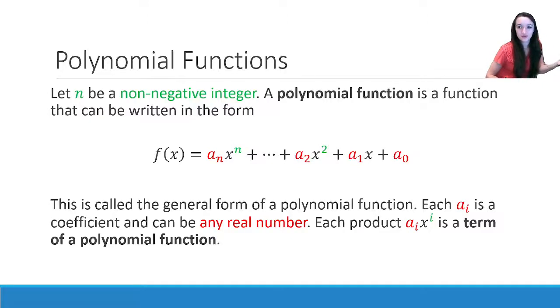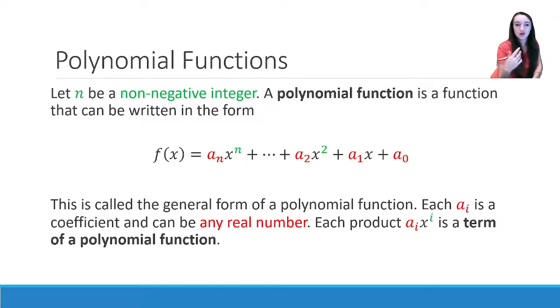We'll get into how that relates to our end behavior in a moment, but we can definitely see how it relates to our power functions, because if n is some non-negative integer, a polynomial function is a function that can be written in the form a_n x^n plus, continuing down the line, a_(n-1) x^(n-1), a_(n-2) x^(n-2), and so on, down to a_2 x squared, a_1 x plus a_0, all the way down to the constant term. So this is called the general form, or standard form, of a polynomial function.